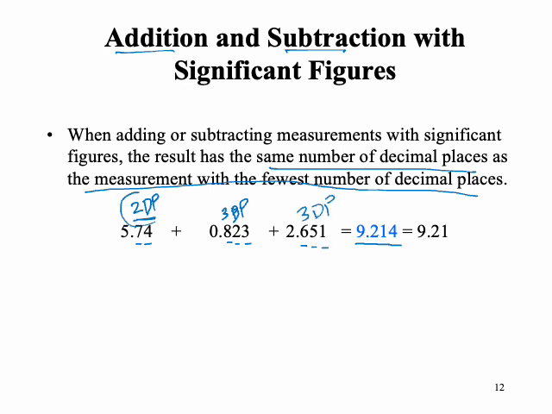The least is 2, so my final answer should stop at 2 values after the decimal. The following digit is 4, less than 5, so I just get rid of it. It becomes 9.21. Remember, multiplication or division.